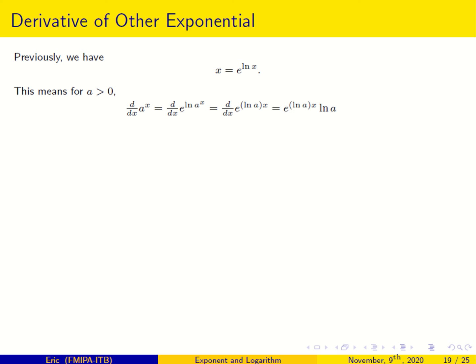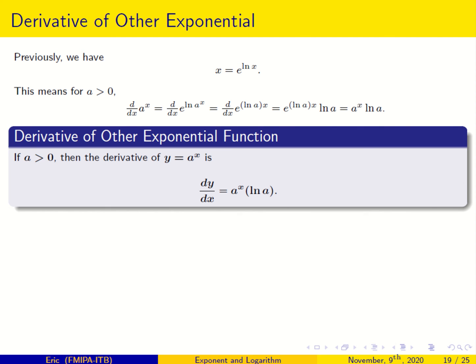So I have this. Don't forget, e to the x ln a is just a to the x. So in general, the derivative of a to the x is a to the x times ln a. Don't forget, a is just a number. So this is your conclusion.